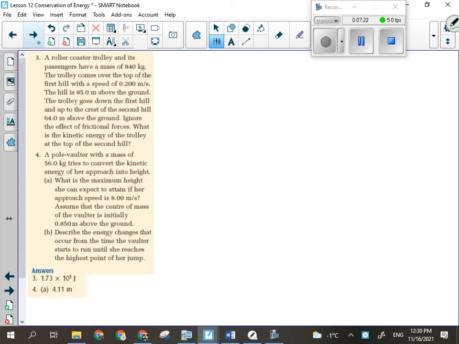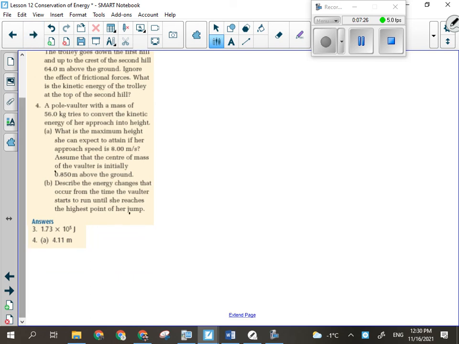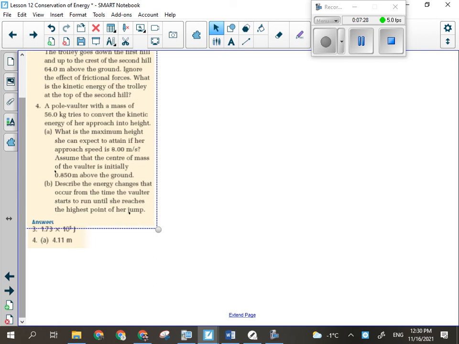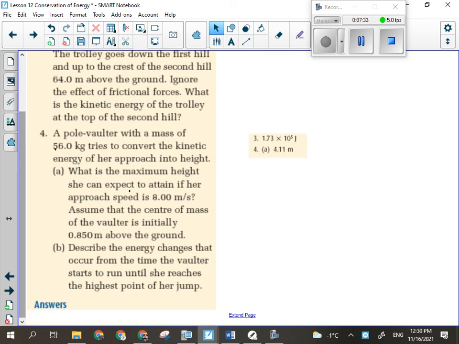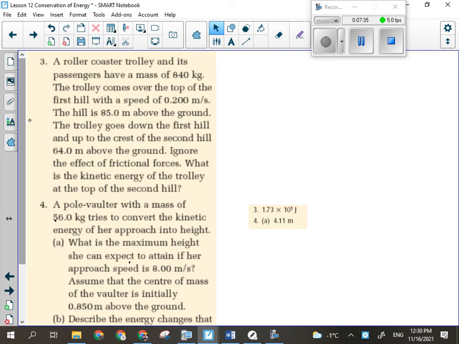Okay. All right. I want you guys to try question number 3. I'm just going to make it bigger. Okay, that's the answer right there. Check your work. But I want you guys to try this one. So we got a roller coaster trolley. They tell us the mass.